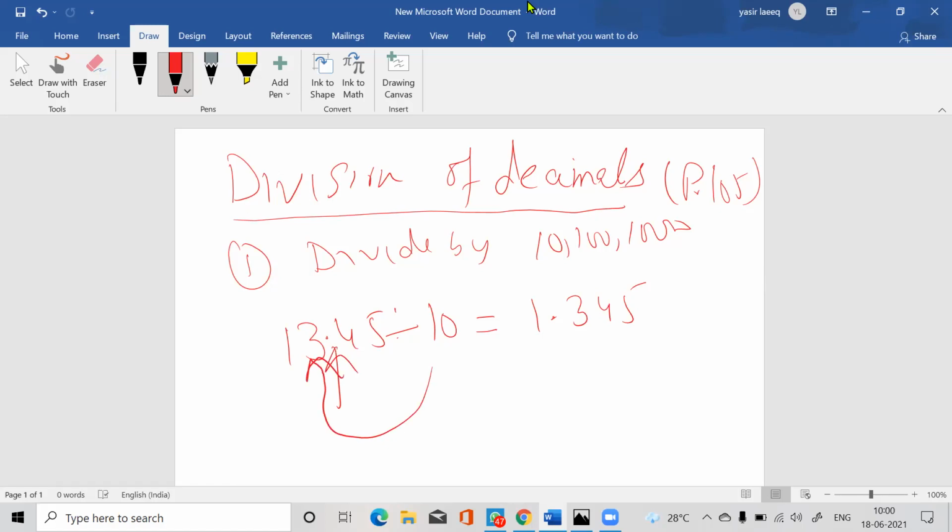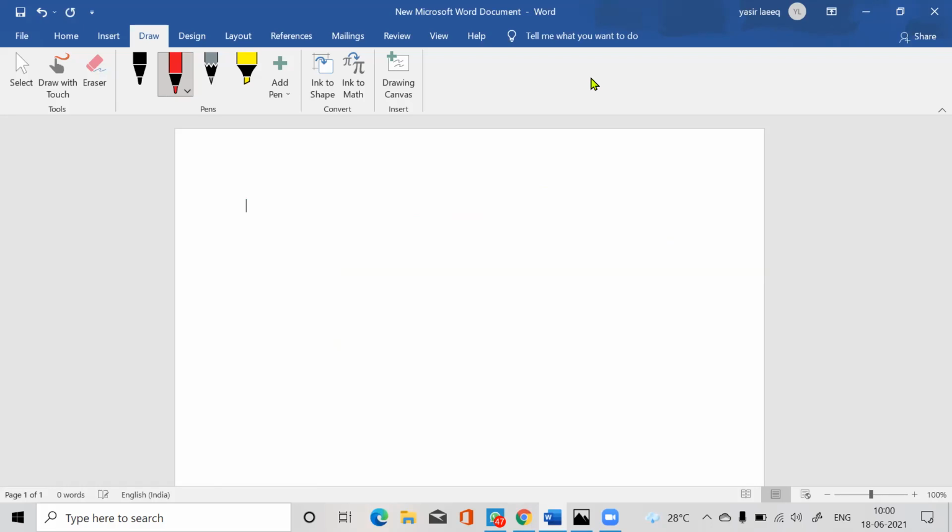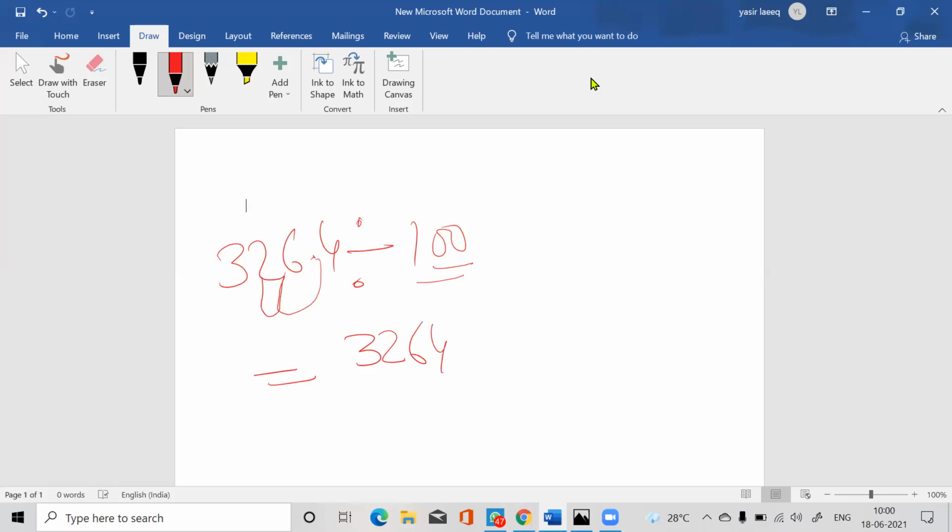Similarly, if we have 326.4, and this number gets divided by 100, we know that there are two zeros. So you first write down the answer. What will be the answer? 3264, and two places are there. The decimal is already at one place, so we have to shift it one place and then two places. Then it will become 3.264.